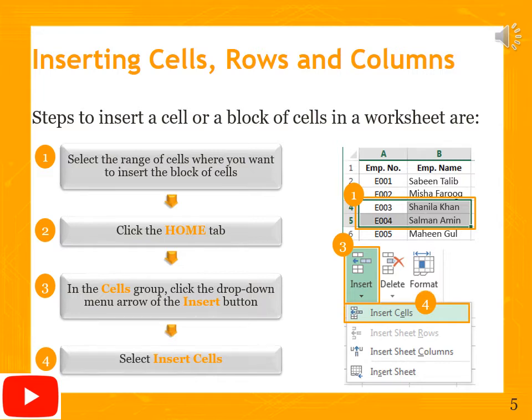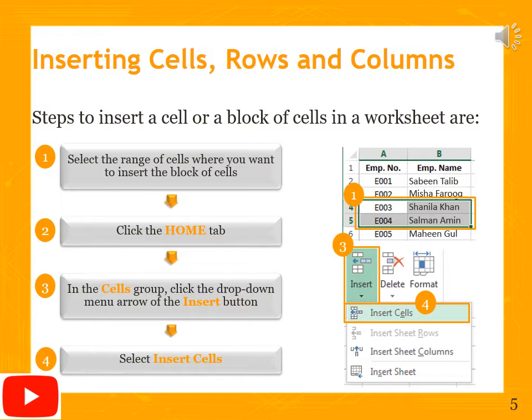Inserting cells, rows and columns. Page number 116. The steps to insert a cell or a block of cells in a worksheet are: select the range of cells where you want to insert the block of cells. If you want to add 4 cells, you will select 4 cells. If you want to add 6 cells, you will select 6 cells. And if you only want to insert 2 cells, you will select 2 cells.